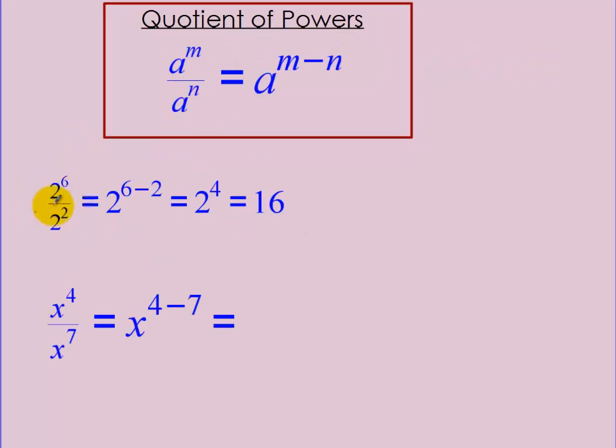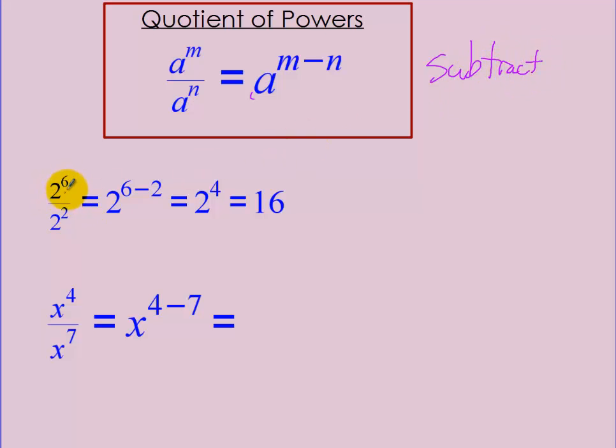A quotient of powers. This is where you take two numbers that have the same base, so a to the m power over a to the n power, you subtract the exponents. It's the same thing as a to the m minus n power. So you're subtracting in this case.